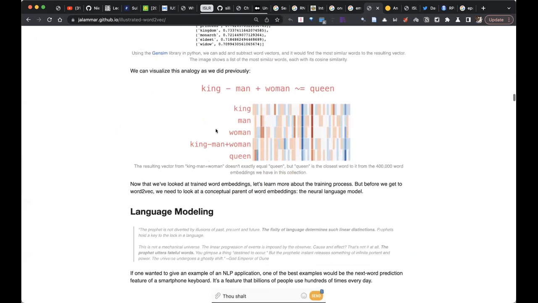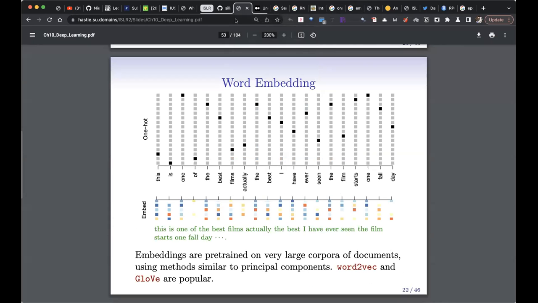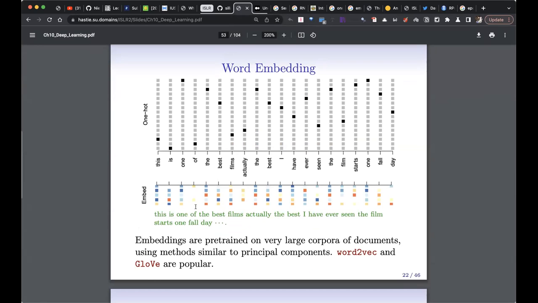Here they do king minus man plus woman, which gives you a queen. You can see the embedding for the queen when we do these subtractions. Look at queen and king: they have a similar representation. This is a better representation than the one-hot encoding, because this is not sparse and it embeds what is called contextual information. In some sense, we have what is called contextual embedding.